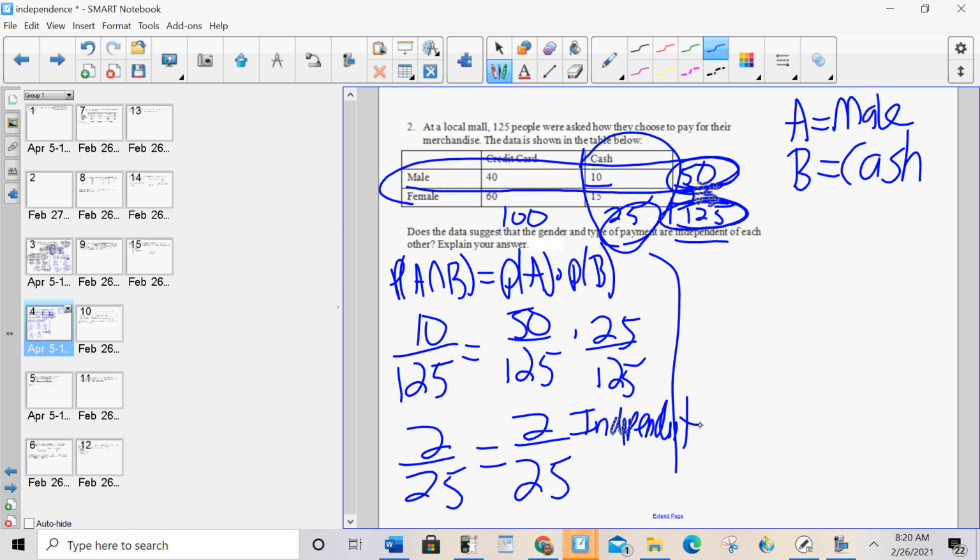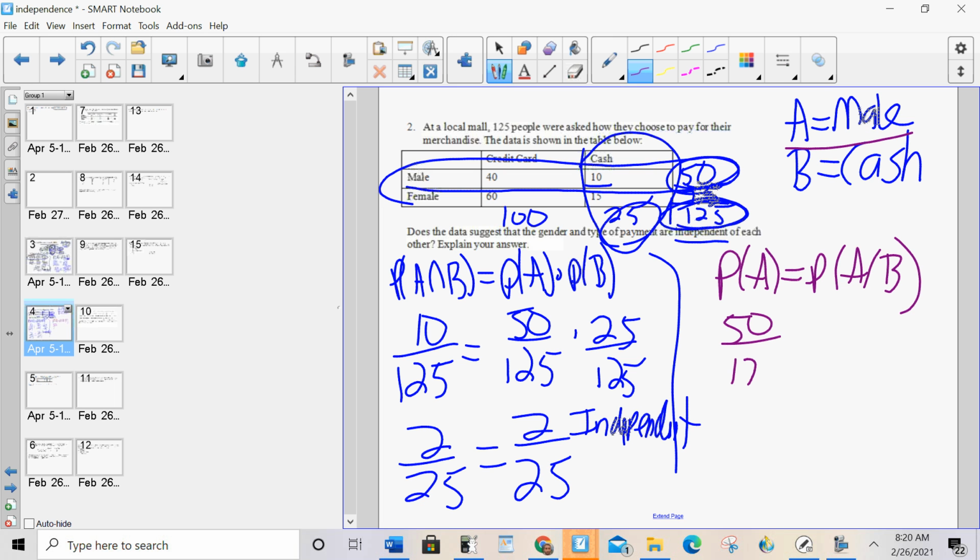Now let's do it using the other formula. P of A equals P of A given B. P of A, probability of male, is 50 over 125. P of A given B. Well, B is the condition, so I'm going to circle the condition. Out of those 25 people who use cash, 10 are male.